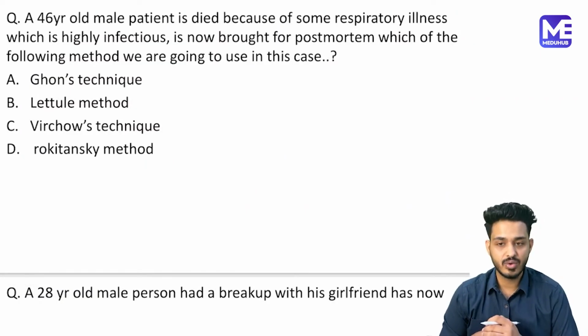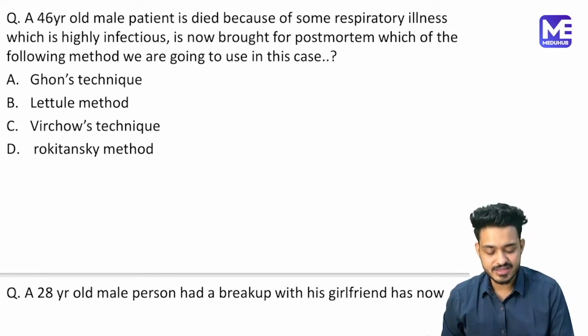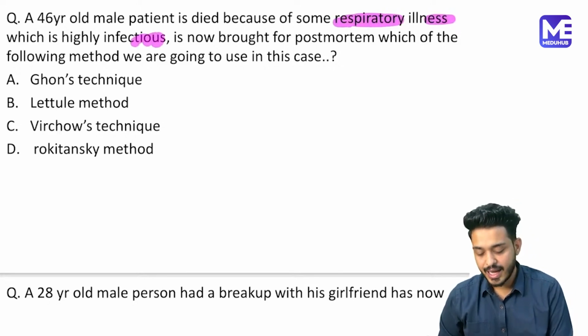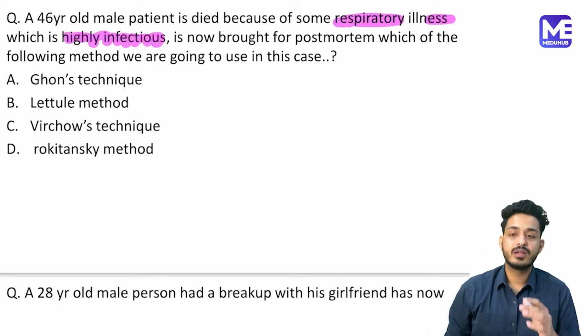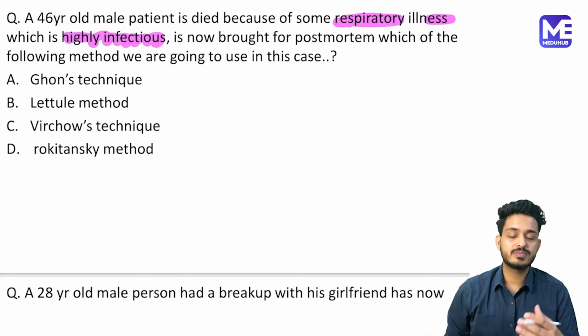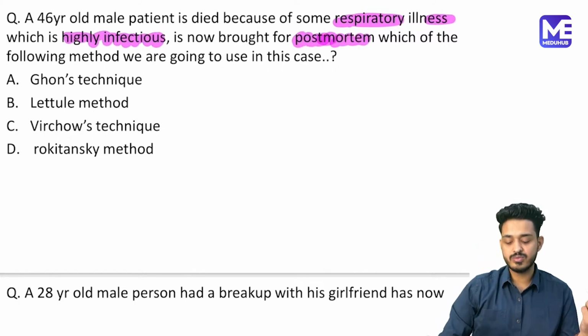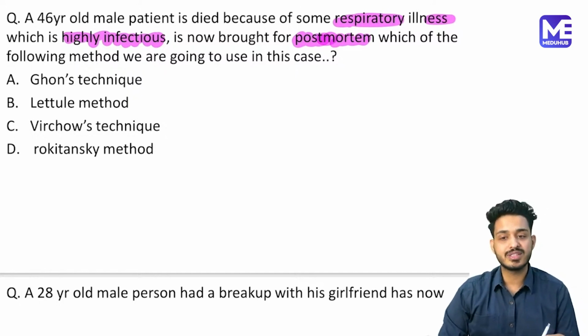A 46-year-old male patient has died because of some respiratory illness. This illness is highly infectious. Okay, beta, now this person is brought for the postmortem. Which of the following methods are we going to use in this particular case?